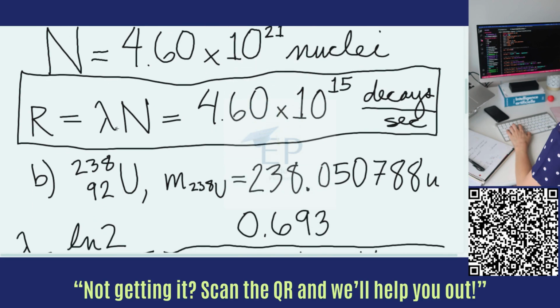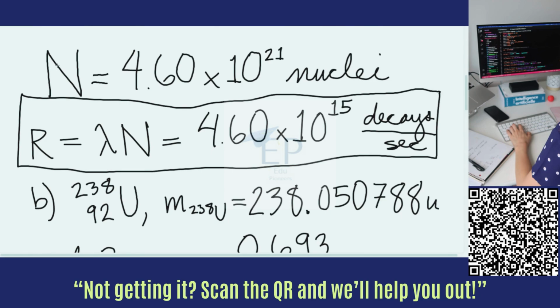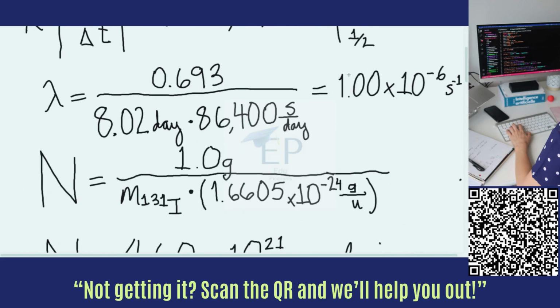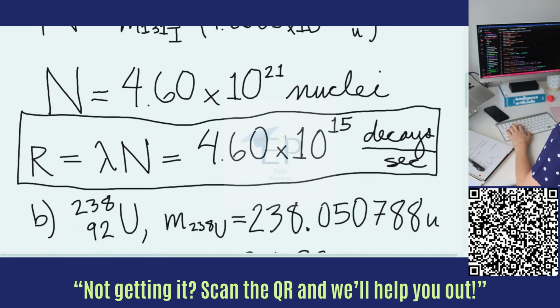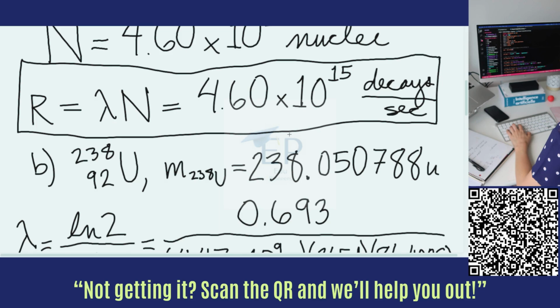So the final step is to multiply this number of nuclei present by the decay constant. And doing that, it was just a simple 1.0 times 10 to the negative 6th. So we subtract 6 from 21, and we're left with 4.60 times 10 to the 15th decays per second. That is the activity rate of the 1 gram sample of iodine-131 isotope.